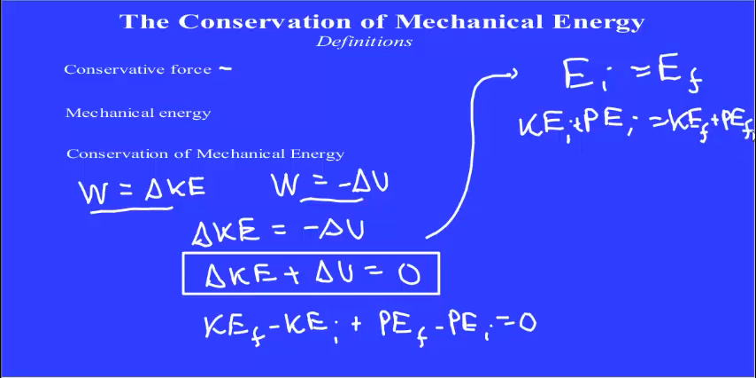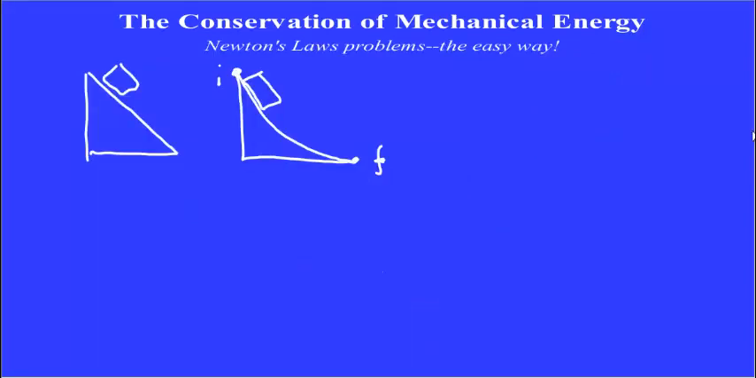All right, let's take a look at why this can be so nifty for us. Here's an example of a Newton's laws problem, a block on a ramp. You've already solved all kinds of variations of this problem. That would be this one here on the left.